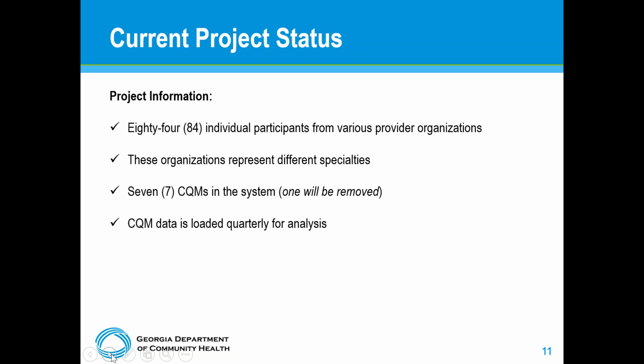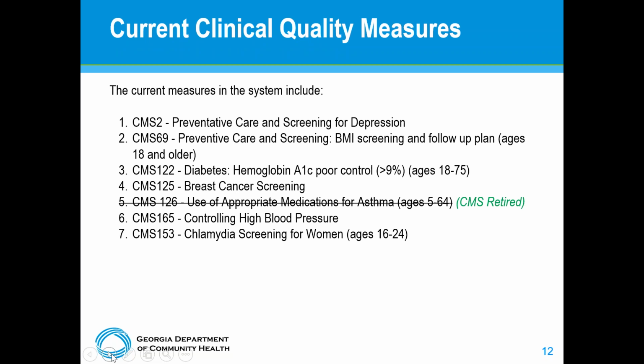And one thing that's slightly different with our program is we're looking to collect the data quarterly. So we want to get a little bit more timely input. I believe the CMS program receives it annually. And so let's see what those measures are specifically that we currently collect. You can see there's our asthma measure that's sort of been voted off the island. But we've got some behavioral health screening. We've got BMI. We've got breast cancer screening, high blood pressure, chlamydia screening for ages 16 to 24. And then we are adding additional measures.